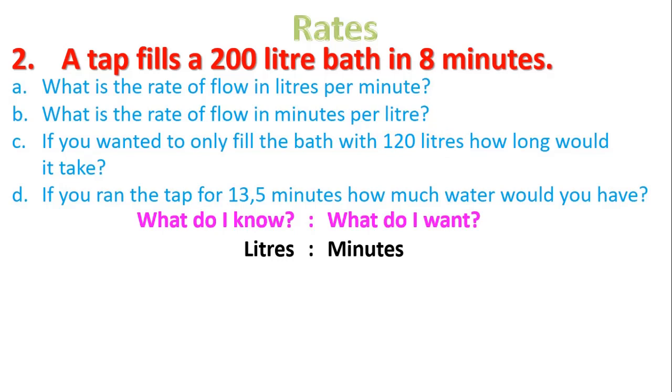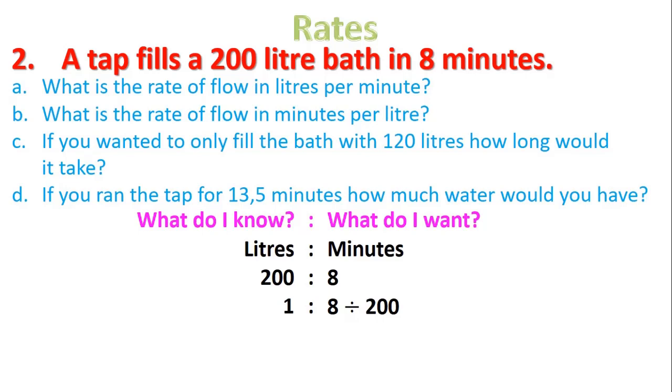Great. Now I've got the order of my rate set up. Liters. I look at my question. Well, I've got 200 of them. Minutes. In the beginning of my question, I start off with 8 minutes. Next thing we need to do is to figure out how long it will take for 1 liter. So, if I wanted 1 liter, I would take 8 minutes and divide it by 200.